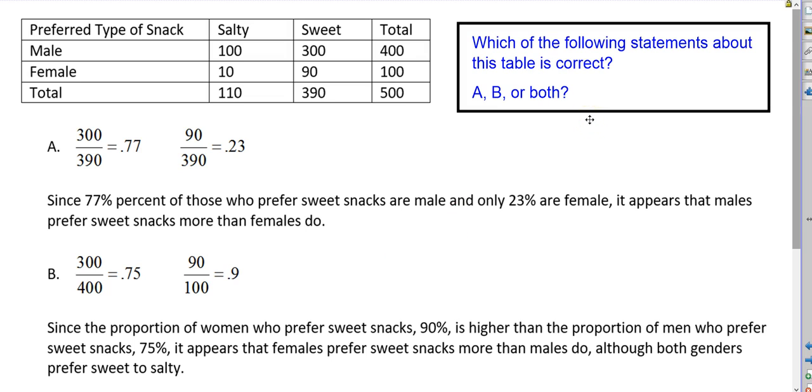So which of the following statements about this table is correct? A, or B, or both? You might want to pause and consider, and then turn it back on to see what the answer is. Well, hopefully you eliminated both as a possibility, since the two statements contradict each other. It turns out that B is the correct answer.